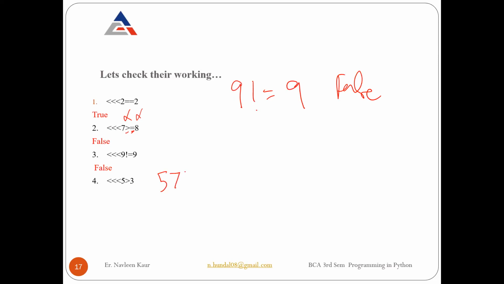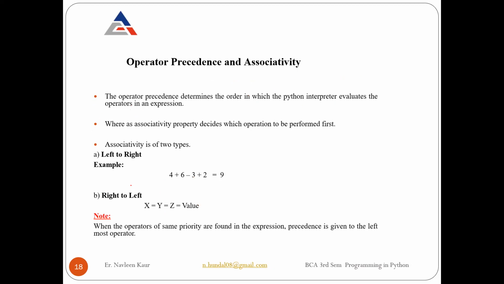5 is greater than 3. True. 4 is less than or equal to 6. 4 is not equal to 6, but it is less than 6, so true. 4 is less than 4, sorry, 4 is not less than 4, so you will get false. So this is how it will work, right? There are some more topics that we will, I hope, cover next.